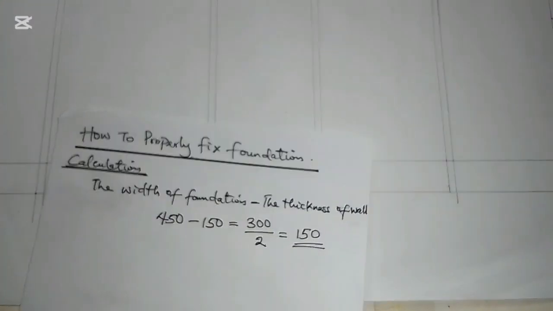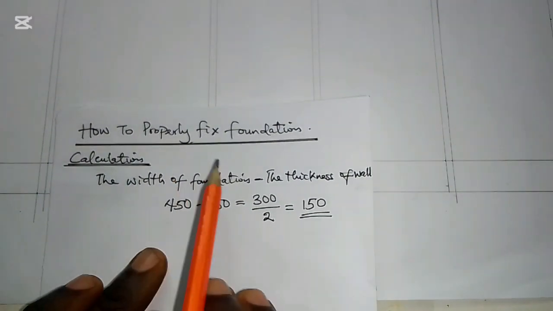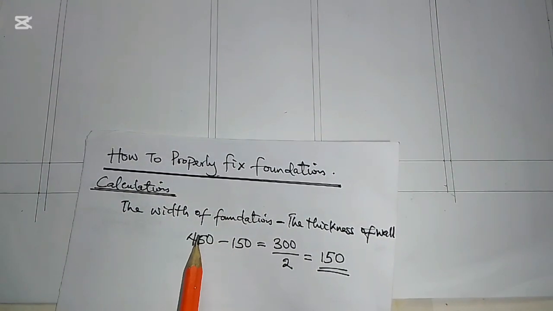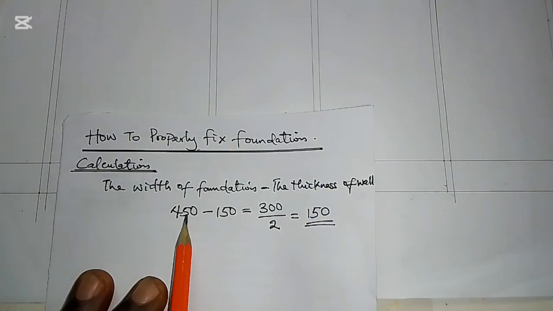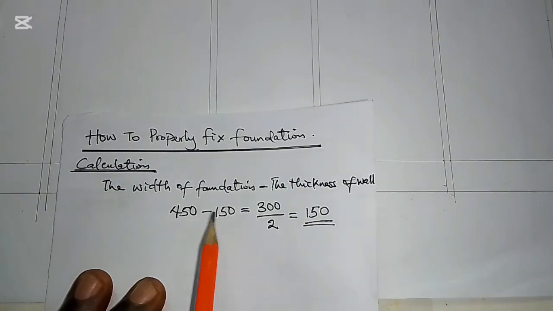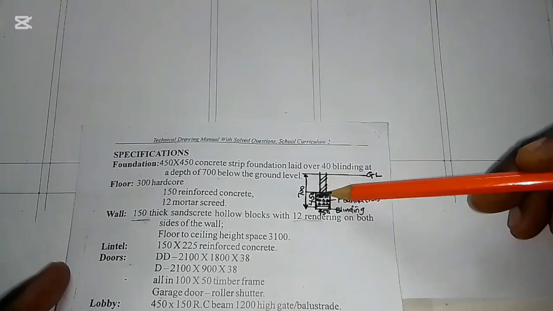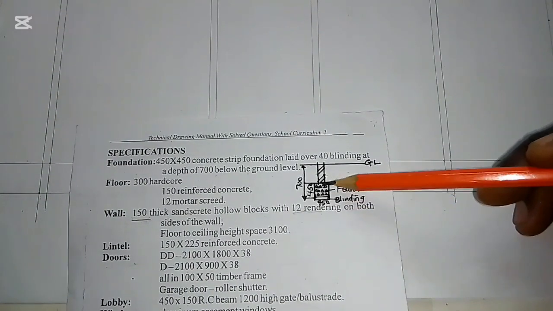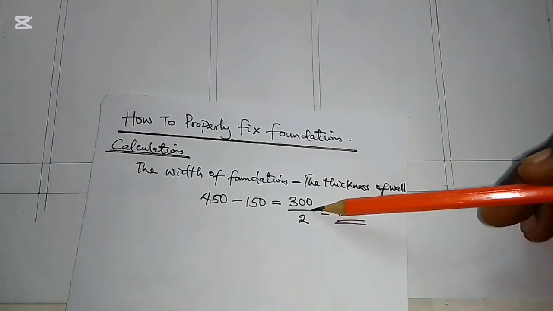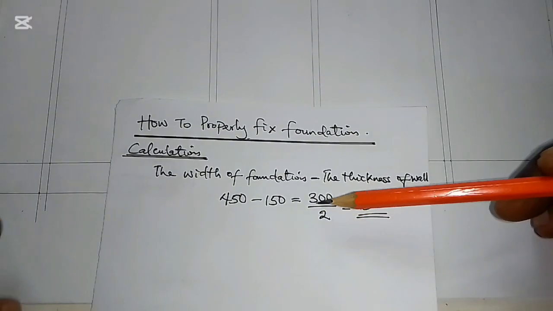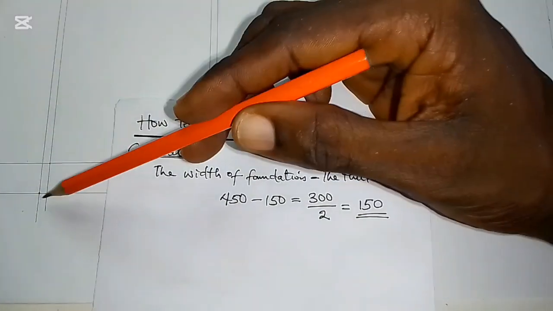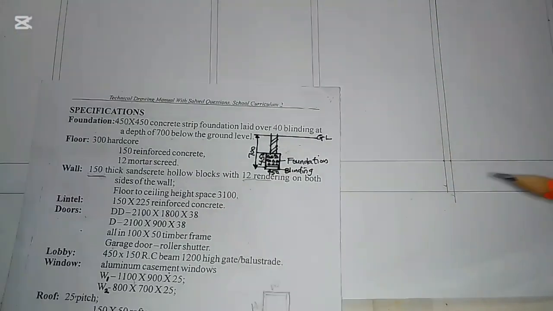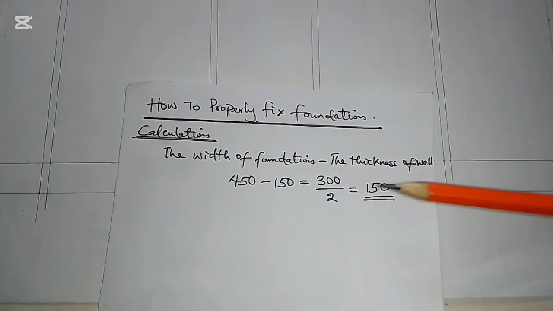I made a little calculation at the back of this paper on how to do that. It's very simple. Because we need to centralize it, just like we did for the fixing of doors and windows, here we just say 450 minus 150, because the thickness of this wall is 150. So 450 minus this 150 gives us 300. So 300 divided by 2. Why 2? Because I will take measurement to this side, then to this side. That will give us the foundation, in a square form. So that will give us 150.